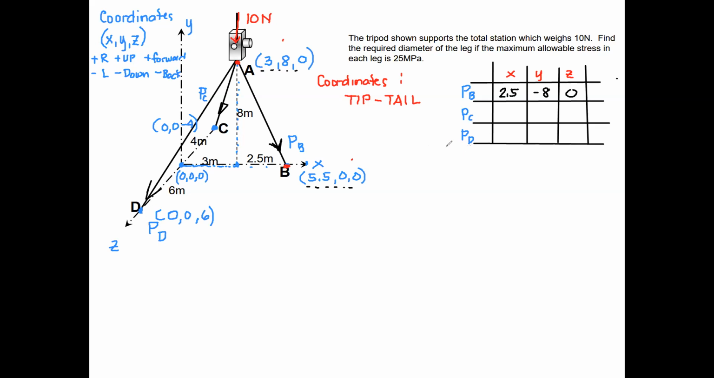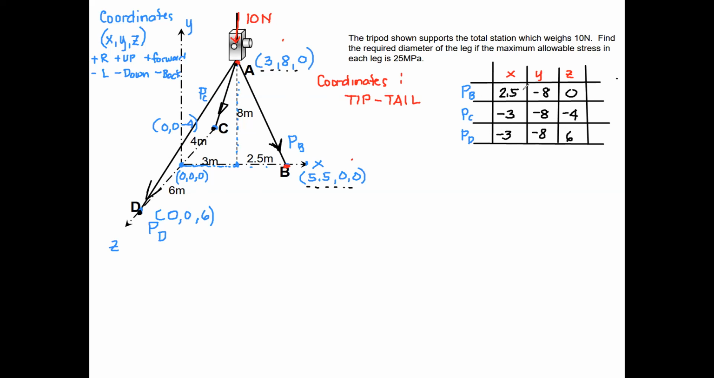Okay, done. Now for C. These are the coordinates of C. Next person, Mendoza. Negative 3. Negative 8. And negative 4. Okay, negative 4. And then Mark? D minus A. Negative 3. Okay, negative 3. 0 minus 3 is negative 3. Very good. 0 minus 8, negative 8. And then 6.